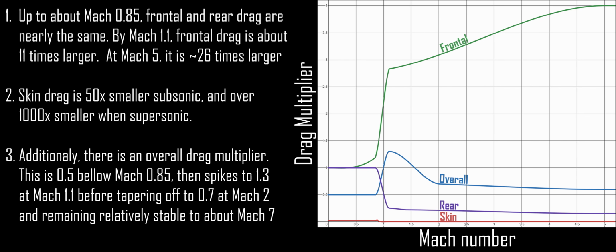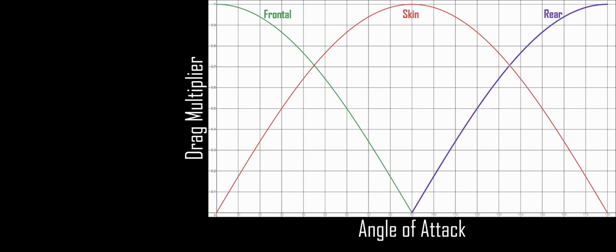This is 0.5 below Mach 0.85, then spikes to 1.3 at Mach 1.1, before tapering off to 0.7 at Mach 2 and beyond. It remains relatively stable up to about Mach 7 before slowly rising again. It is important to note that the previous transformations represent the maximum possible multipliers for each of the three drag types. Depending on the facing of a given drag cube face, it will receive different percentages of those three maximum values.